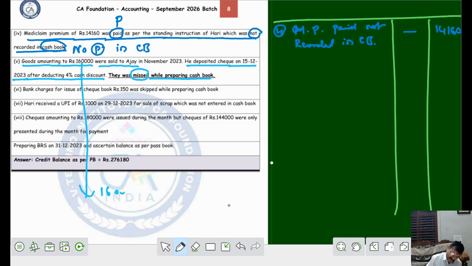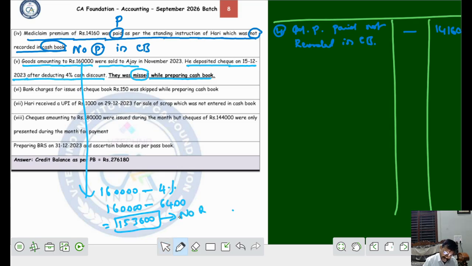1,60,000 is the goods sold to Harish. In that, what is the discount? 4%. 1,60,000 minus 4%, 6,400, it comes to 1,53,600. Right? This amount is missing. This amount is missing means what? No receipt. In which book? Cash book.